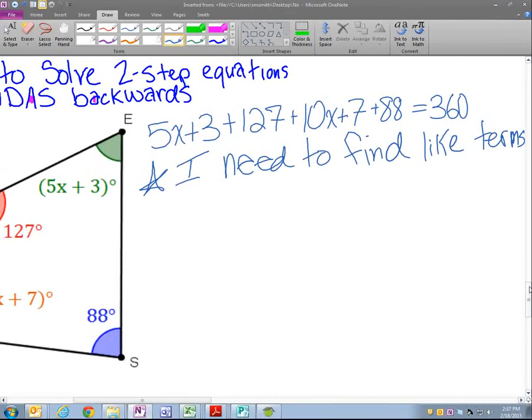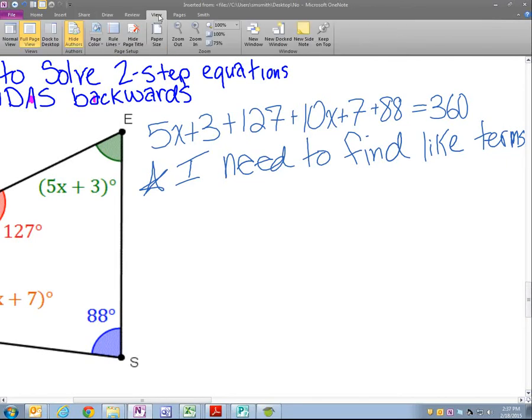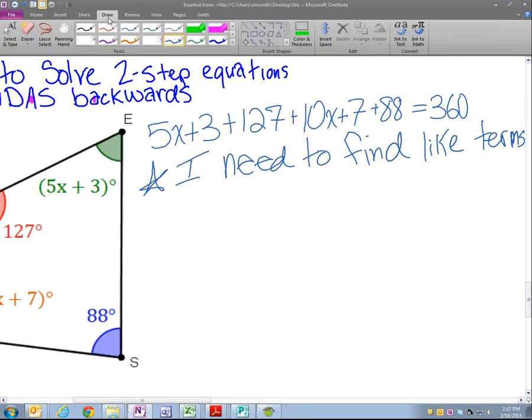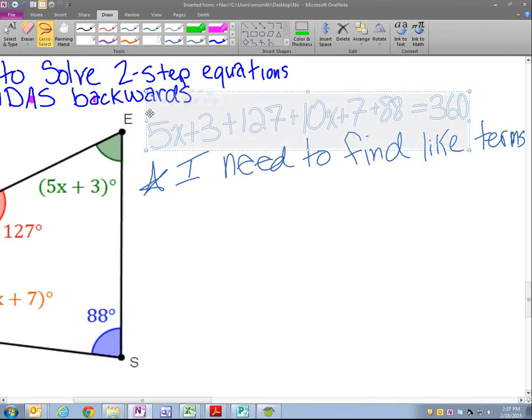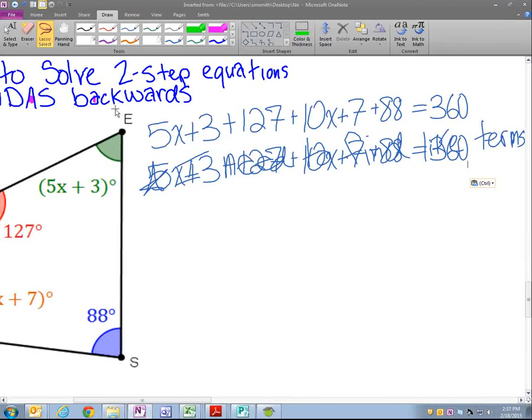So I need to find like terms, and this is one where some of you struggled with the distributive property when we do these review problems. So I'm going to rewrite this, but using better technology. Go ahead and write that below that while I'm doing this copy paste.